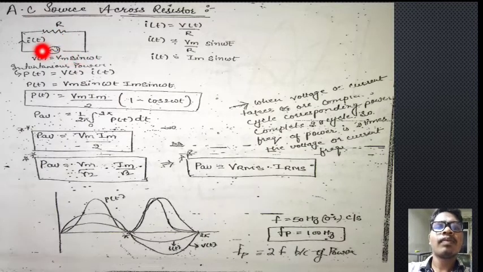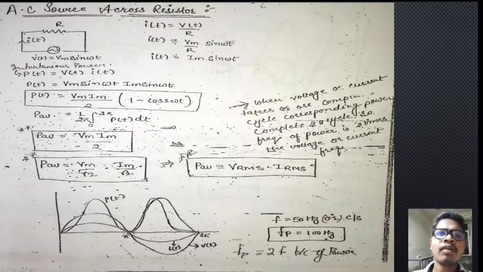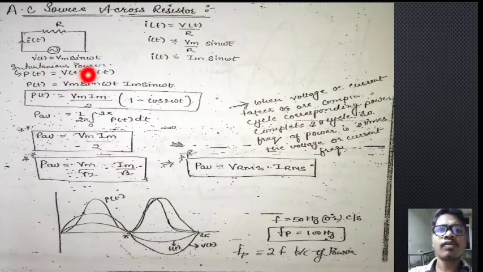For the positive half cycle it will be flowing like this, and for the negative half cycle it is flowing like this. So the current across this resistance, i(t), is equal to the voltage across this divided by the resistance R. The voltage is equal to Vm sin omega t, so put Vm sin omega t divided by R, or i(t) is equal to Vm divided by R, which is Im. Here Vm is the maximum or peak value of the voltage and Im is the maximum or peak value of the current, so i(t) is equal to Im sin omega t. So the voltage is also sinusoidal in nature and the current is also sinusoidal in nature.